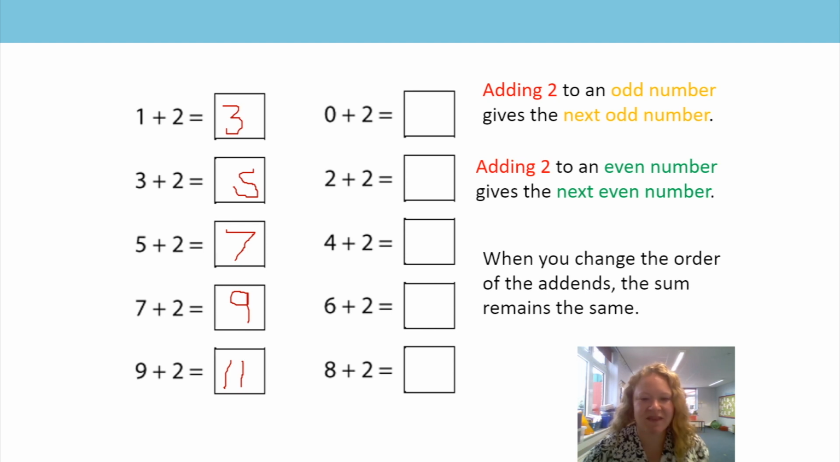Ready, everyone? Let's do them together then. 0 add 2 is equal to 2. It's the next even number. 2 add 2 is equal to 4. Fantastic. 4 add 2 is equal to 6. 6 add 2 is equal to 8. And 8 add 2 is equal to 10. Great job, everyone. Well done.